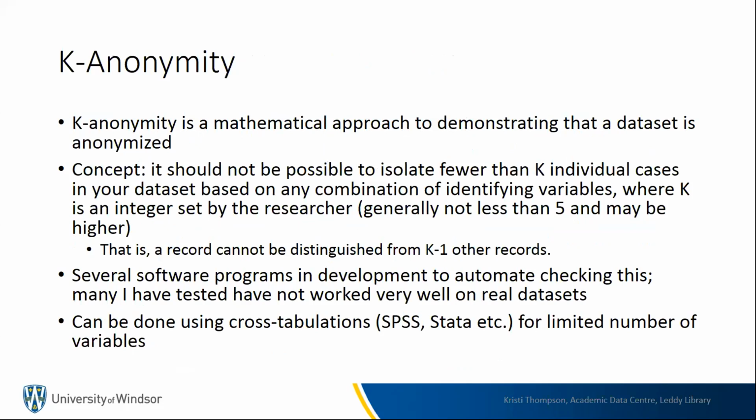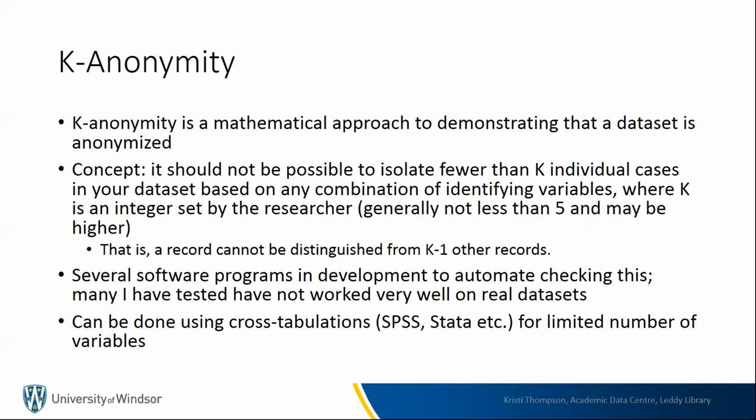Okay, when you're just thinking about the information that is internal to the dataset, when you aren't considering contextual information, the concept of K-Anonymity comes into play. K-Anonymity is a mathematical approach to demonstrating that a dataset is or is not anonymized. The concept is, it should not be possible to isolate fewer than K individual cases in your dataset based on any combination of identifying variables, where K is an integer set by the researcher.